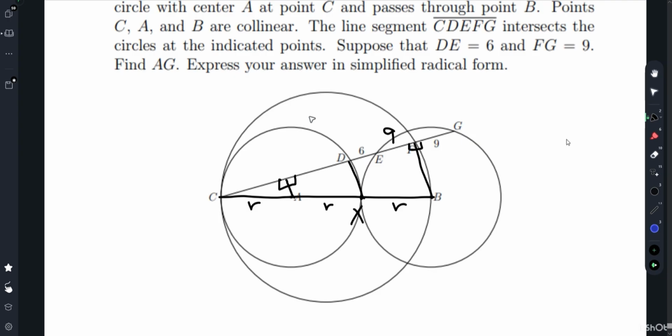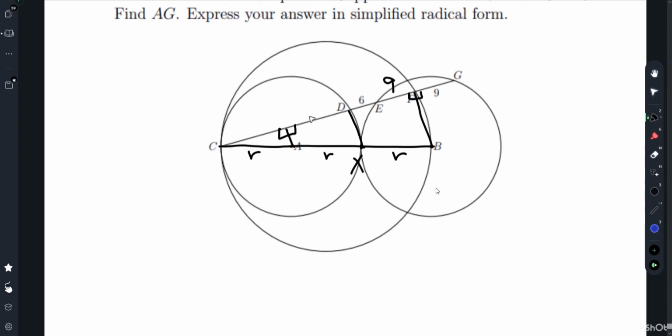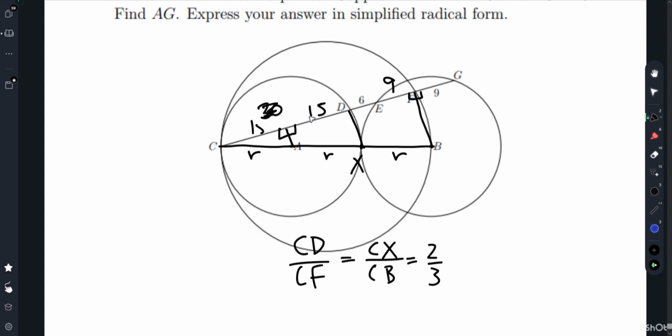So then we have these points. One thing to note is that by similar triangles, CD over CF is equal to CX over CB, which is equal to 2/3. And so that means that CD is going to equal 30, and each of these is equal to 15. So that is pretty good. We know a lot about the circle now.